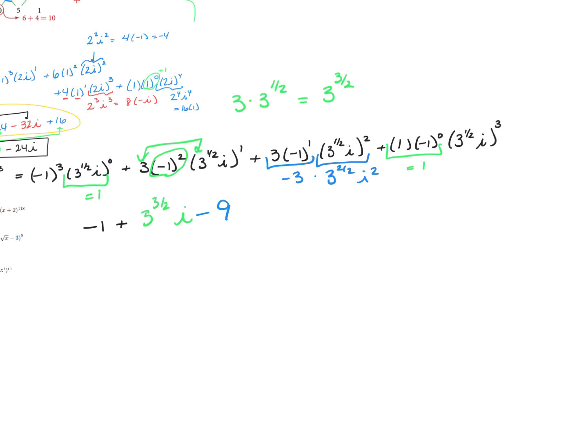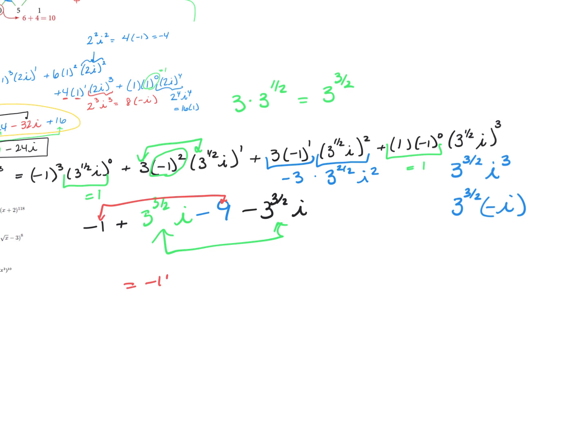My last term, I have 3 raised to the 3 over 2, power to power rule, i to the third. So this is 3 raised to the 3 over 2 times minus i, because i to the third is minus i. So this is minus 3 raised to the 3 over 2 i. These terms cancel out. These terms add together. My final answer is just negative 10. So that was actually kind of cool. It's a negative 10 when I got totally done.